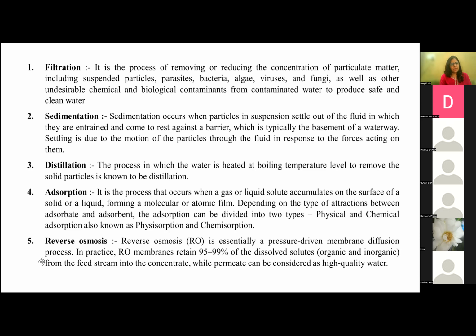The fourth method can be adsorption. It is the process that occurs when a gas or liquid solute accumulates on the surface of a solid or a liquid, forming a molecular or atomic film. Depending on the type of attraction between adsorbate and adsorbent, adsorption can be divided into two types. It can be chemical or physical adsorption, which is known as physisorption or chemisorption. See, we all are from a pharmacy background, I consider, so we are well versed with these terms, and we don't need any explanation for these things.